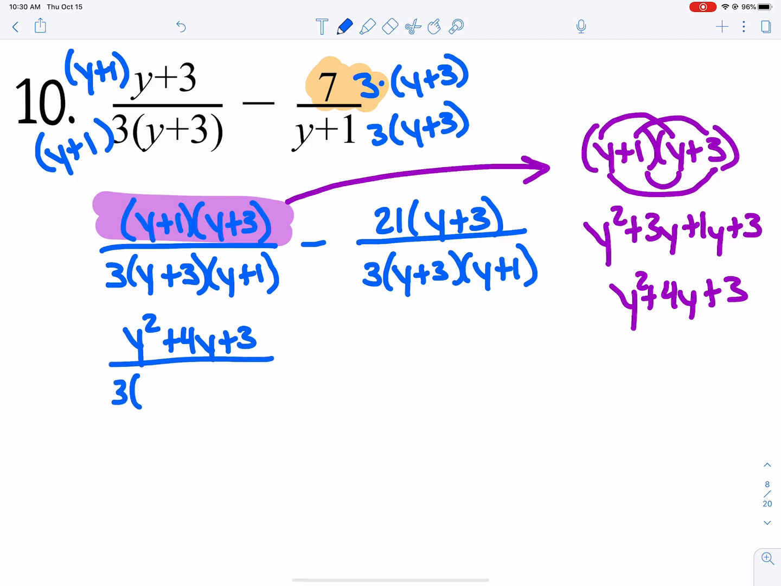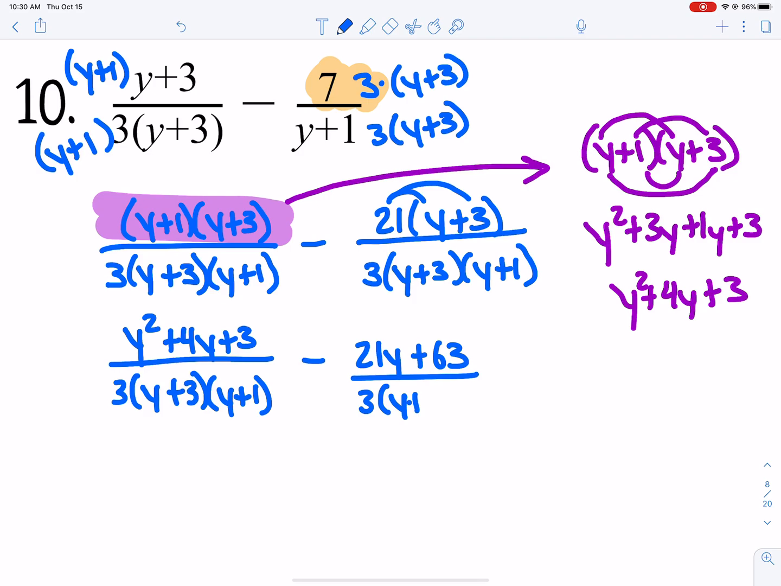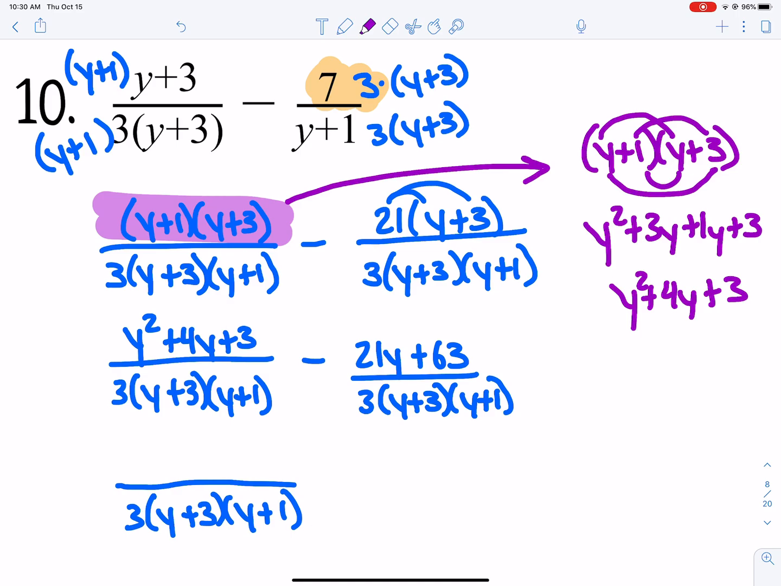I'm going to keep the denominator like it is because we're just working on the numerator right now. And then I'm going to distribute the 21 to the y plus 3. So I get 21y plus 63. And again, keep the denominator like it was. Okay, so now let's combine the numerator and keep the denominator and see if we can simplify. So I'm just going to bring down that denominator one more time. Keep writing it like it looks. Don't multiply it together. All right, so I have y squared.